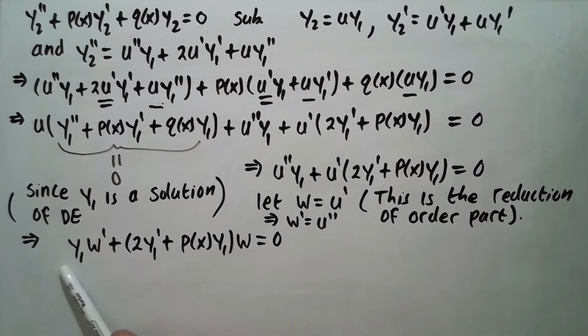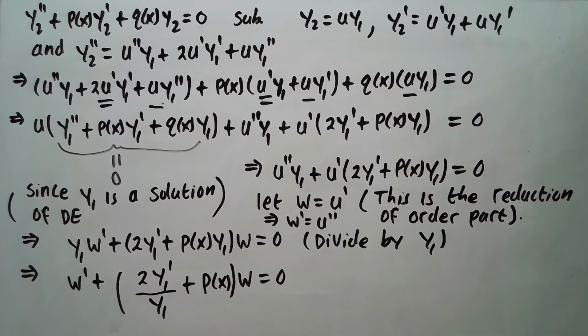Okay, now let's divide both sides by y1. So doing that, we get then. So I divided both sides by y1. And then notice actually this is a separable differential equation. So let's get all the w primes and w's on one side and all the other stuff on the other side here, so all the p's and the y1s. So let's do that.